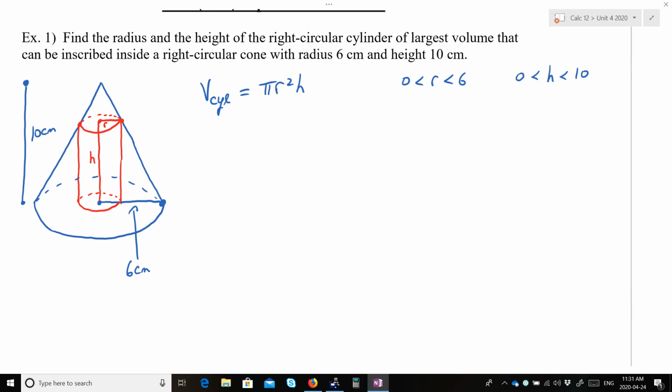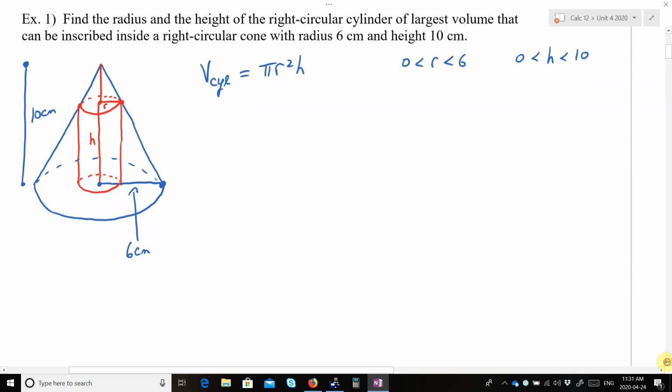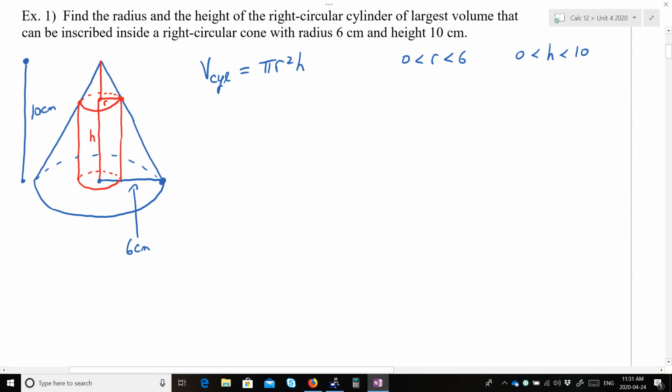And what we're actually going to do is extend this line all the way up to the top, and we're going to use what's called similar triangles. And we need to notice that this little length right here is actually going to be 10 minus h, because the whole thing is 10 and the height of the cylinder is h. So if I go the whole 10 minus the h, that would leave me that little piece there. And then we've got the r.